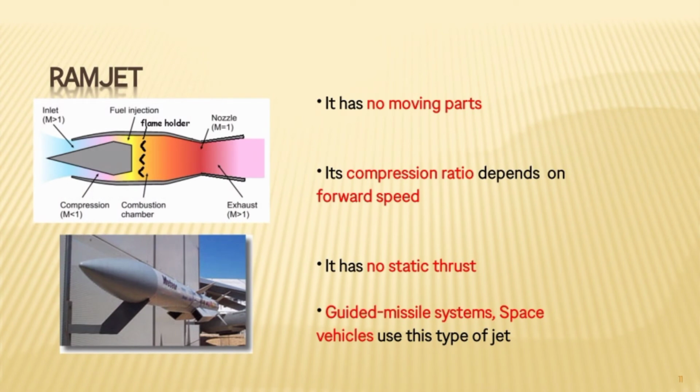Ramjet. It has no moving parts. Its air compression depends on forward speed. It has no static thrust. Guided missile systems and space vehicles use this type of jet.